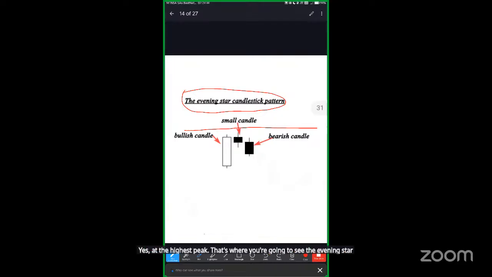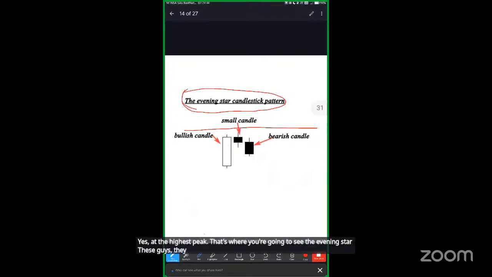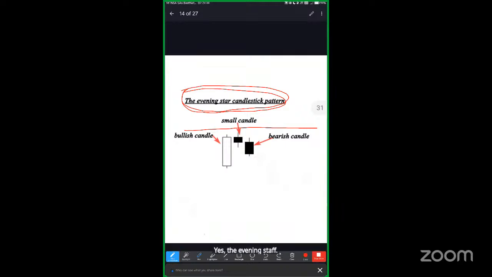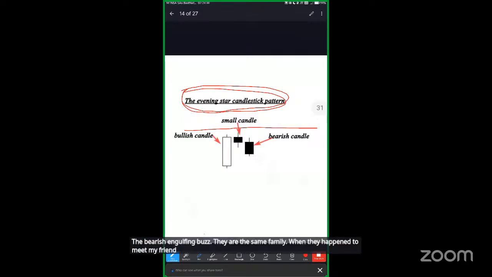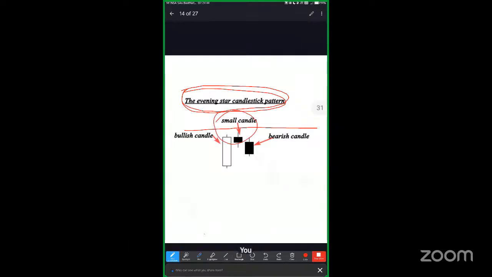That's where you're going to see the evening star. These guys can partner with some gravestone dojis. Yes, the evening star is in the same family as the gravestone dojis and the bearish engulfing bars. They are the same family. When they happen to meet, my friend, you're going to be in trouble at the top here, in trouble with your capital.